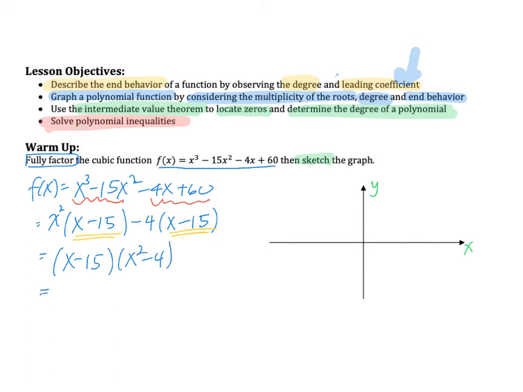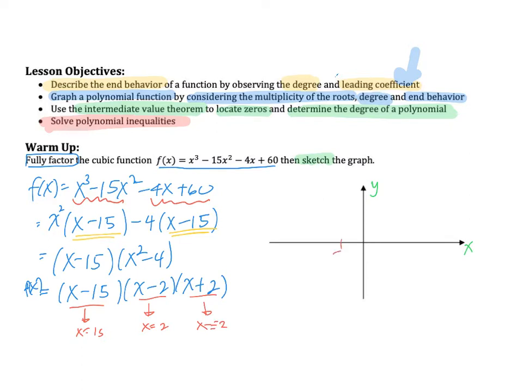That's still not fully factored because x squared minus 4 is the difference of squares. We can factor that further into x plus 2 times x minus 2. So why do we do that? We do that so that we can find all of our zeros. This indicates that we have a zero at 15, a zero at 2, and a zero at negative 2. So I'm going to put a 2, a negative 2, and a 15 on the axis, and I know my graph is going to go through those 3 points.